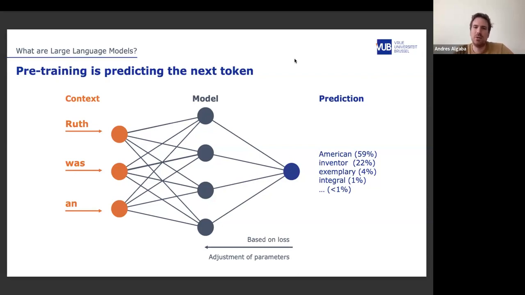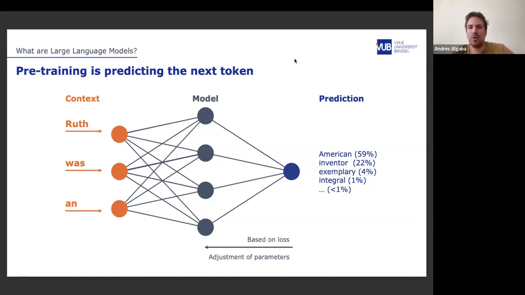So what we can then do is compute a loss, and the loss is just the difference between the ground truth, like which token was actually next, and the predictions made by the model. For example, if the next token was "inventor", then we are only, you could say, 22% right. So in 22 out of 100 cases, we would have predicted the most likely next token. All the others we didn't.